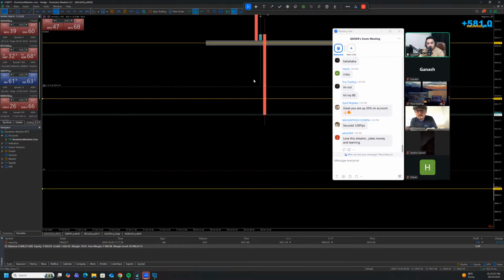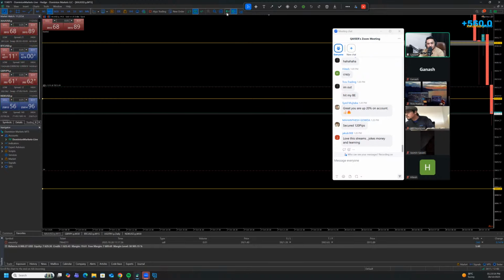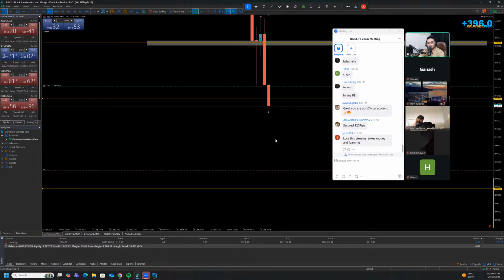Look at this one. It just broke the low on the 30-minute as well. Let's see. It's a free trade now. You can hold it, you can close this position, whatever suits you. Okay, secure 120 pips.